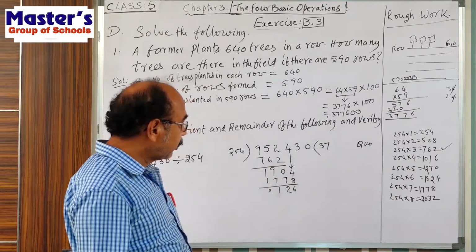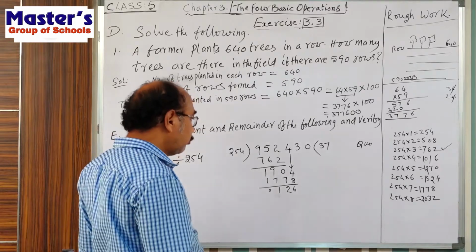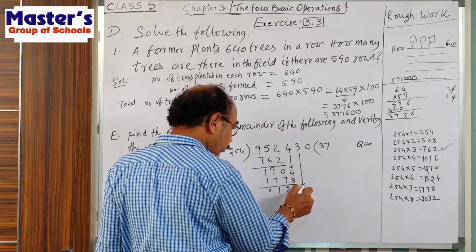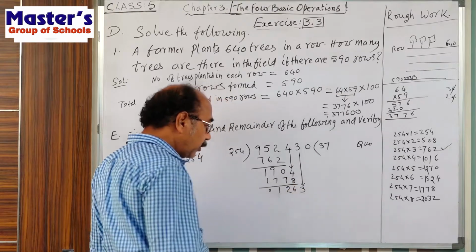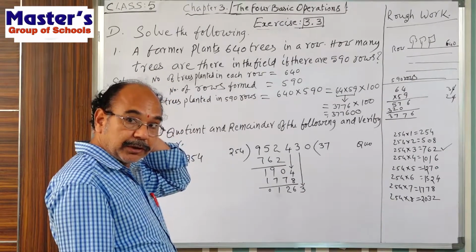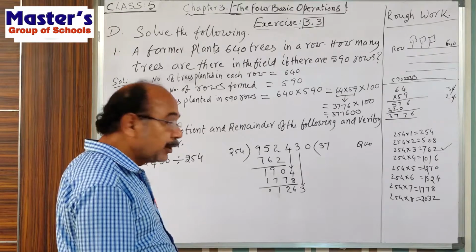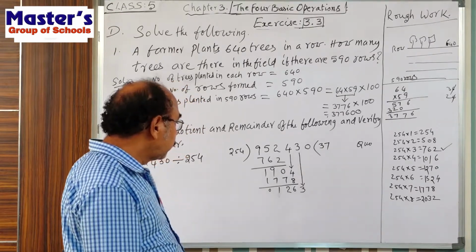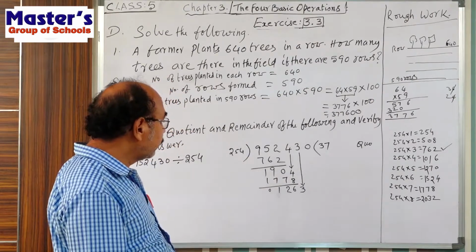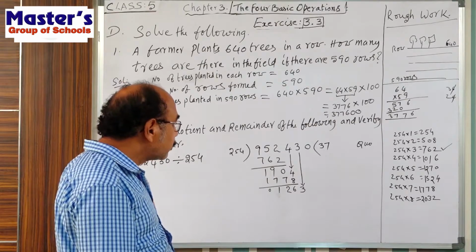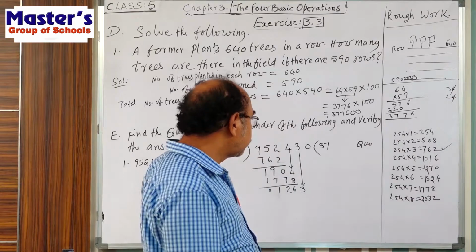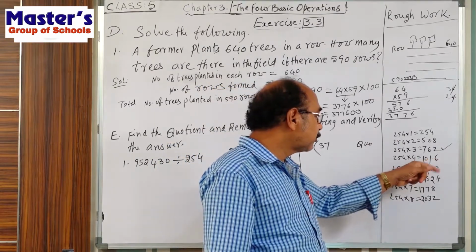126. Now we bring down 3. We get 1263. In 1263, how many times can 254 divide? How many times do you select here? 4 times means 1060.